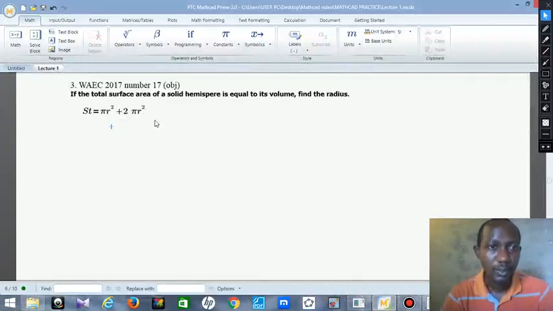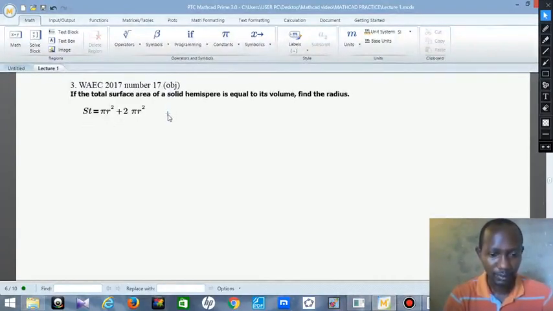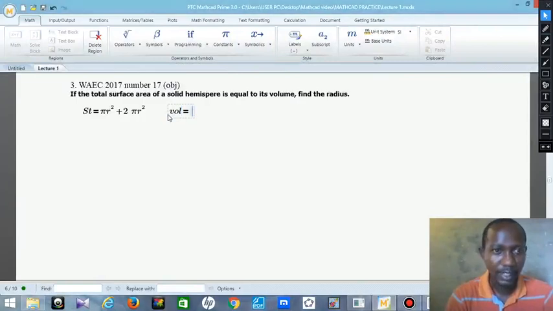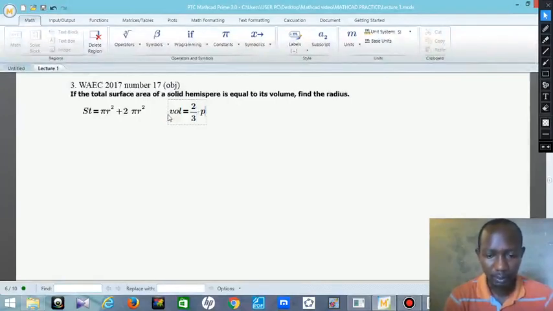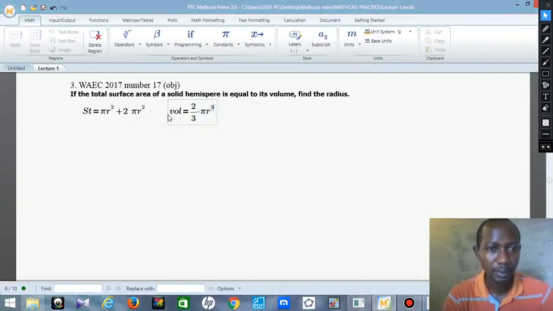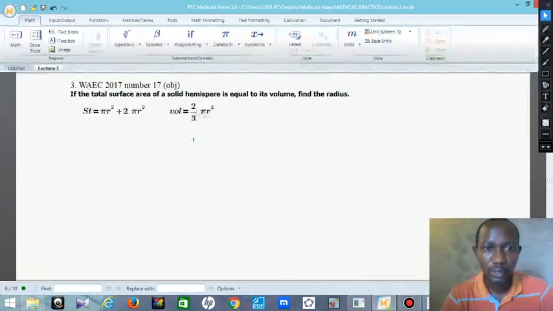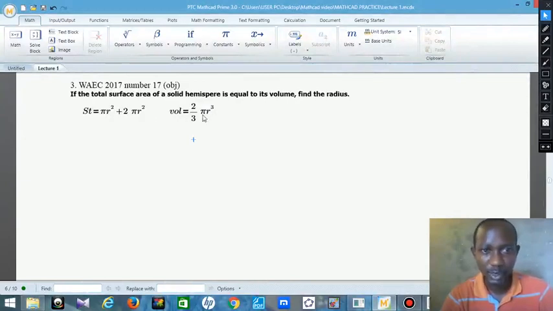Then what is the volume of a hemisphere? So the volume of a hemisphere is 2 over 3 pi r cube. So this is the volume of a hemisphere, 2 over 3 pi r cube. Then this is the total surface area of hemisphere. And the question says, if the total surface area of a solid hemisphere is equal to its volume. So the total surface area is equal to its volume. You can see, so these two expressions will be equal.